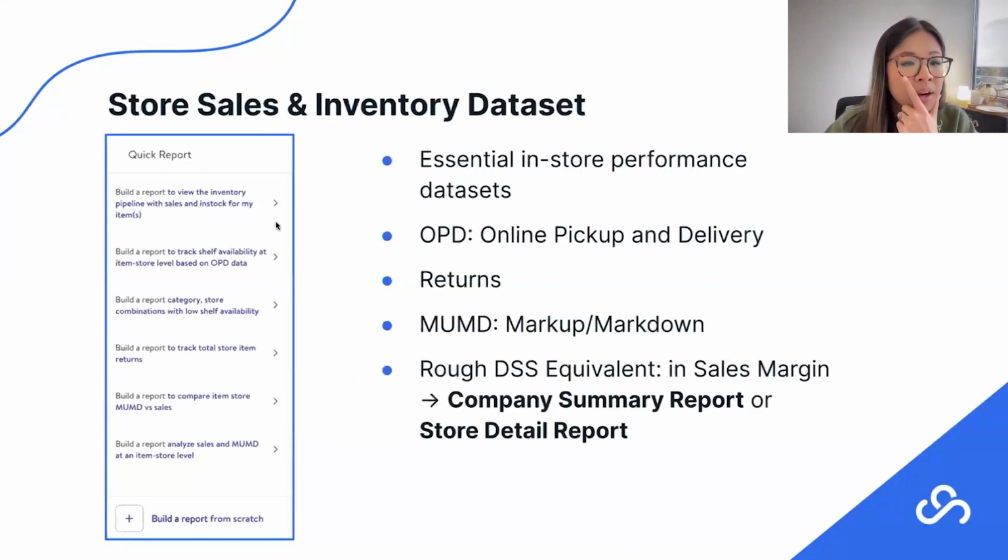Yeah, so from there, you'll be able to select, again, the columns that you need, and you can build a report from scratch. You can also do a quick report. So I thought this was kind of an interesting concept. You may go, hey, build a report to view the inventory pipeline with sales and in stock for my items. You click that, it'll auto-populate some of the columns that are traditionally used to answer that particular business question. But again, you can build a report from scratch, and it is similar-ish to the DSS flow where you're picking your columns and your time frames and your items, and then you get an output from there.